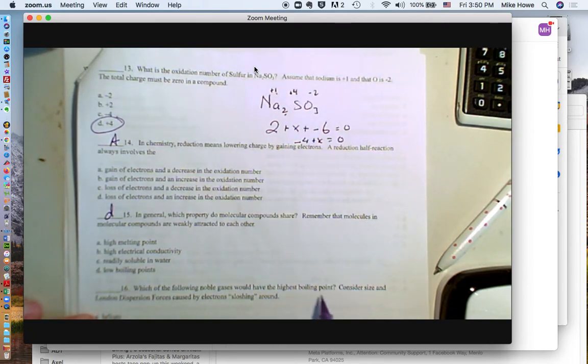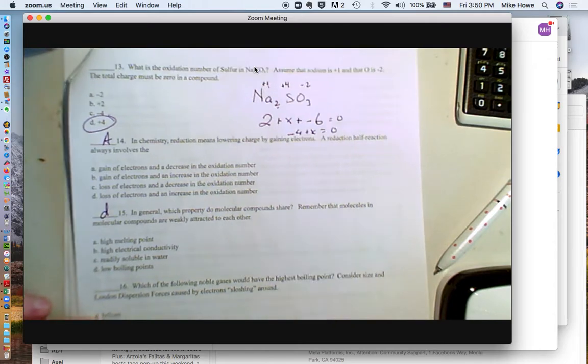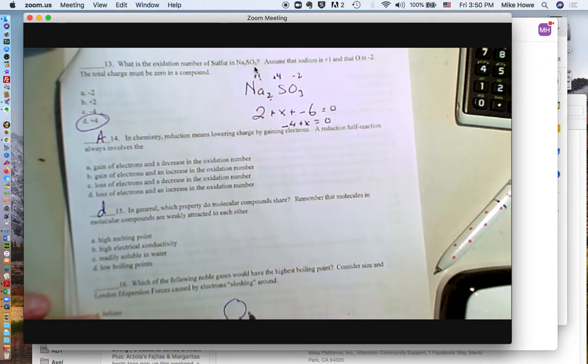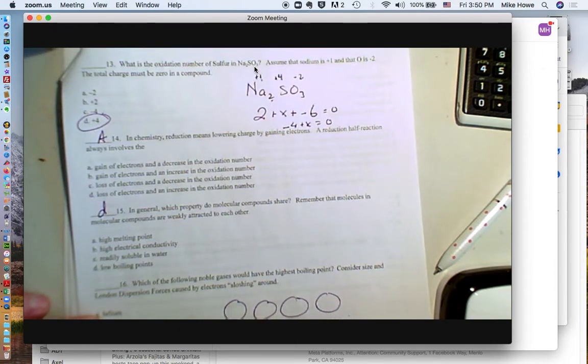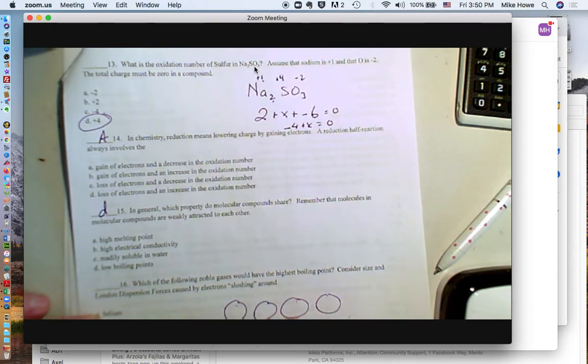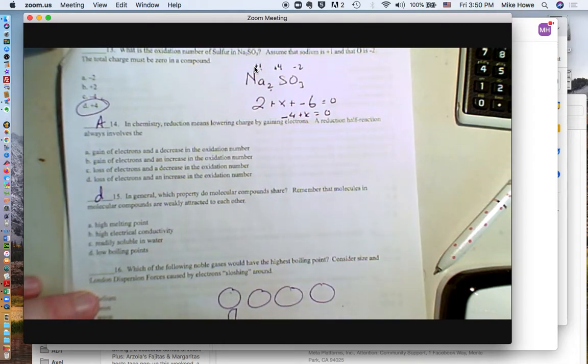Which of the following noble gases have the highest boiling point? If you remember, I showed you a little video a couple days ago. I had these gold spheres on it, and the electrons are sloshing around, and the spheres became lopsided. While the electrons slosh around, they create a temporary dipole. It just lasts for a fraction of a second, then goes back like it was. But during the time that it's lopsided, it's polar. That end's negative, and that end's positive.